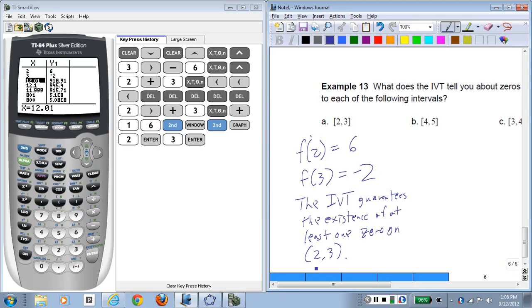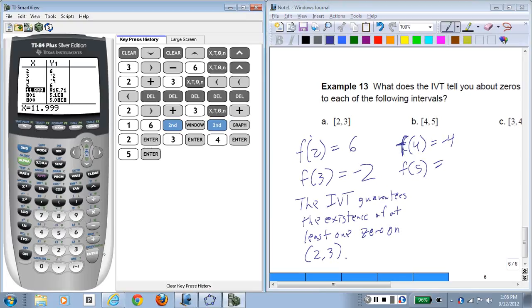So let's try evaluating the function at 4. F of 4 equals negative 4, and f of 5 equals 6.